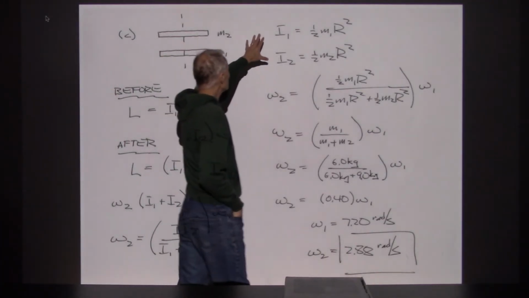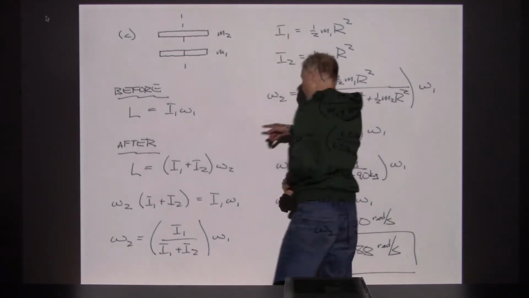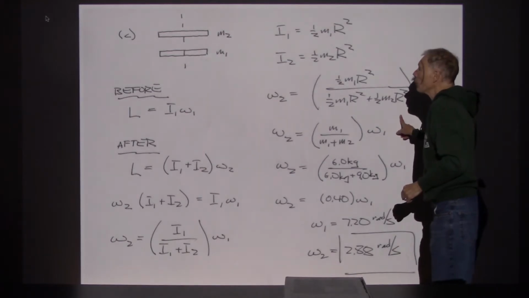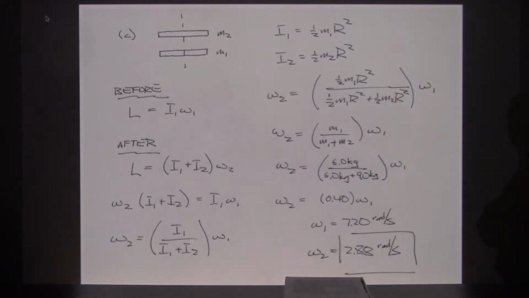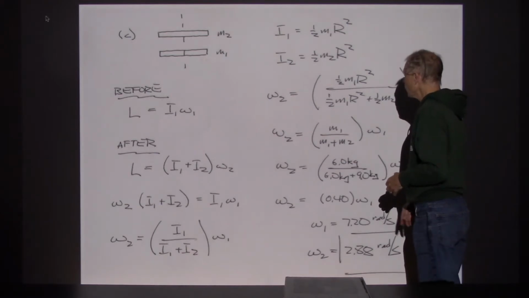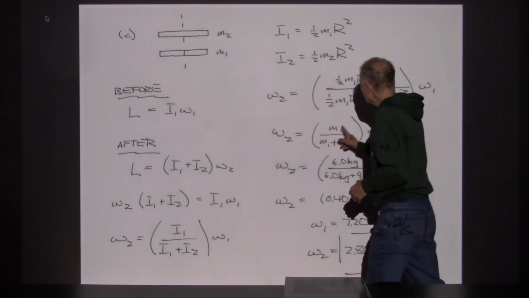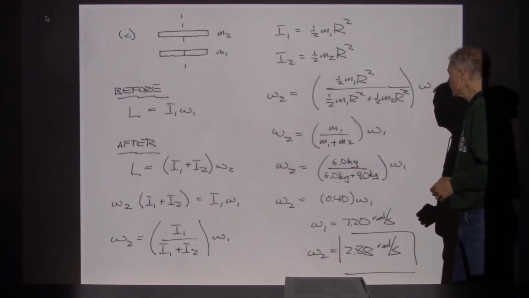So these are the expressions for I1 and I2. We can write those out following the formula we have here. Well, all the r's cancel out because the r's were the same, at least in this example. The r's go away, the shape factors cancel out. What we're left with is the angular velocity after is equal to this factor times the angular momentum before.